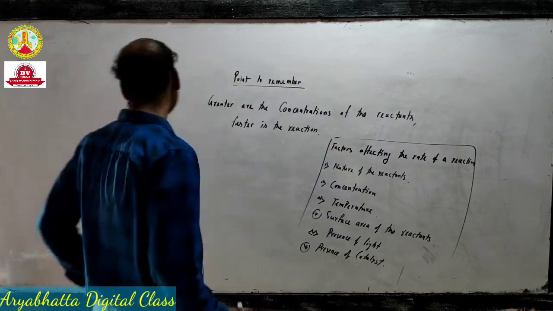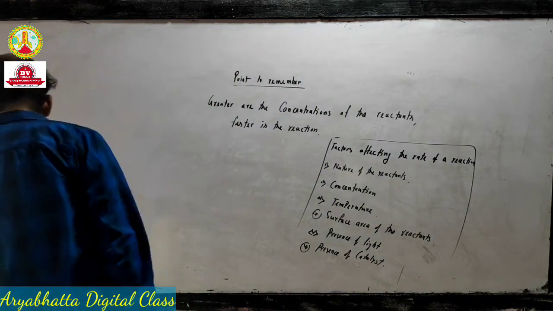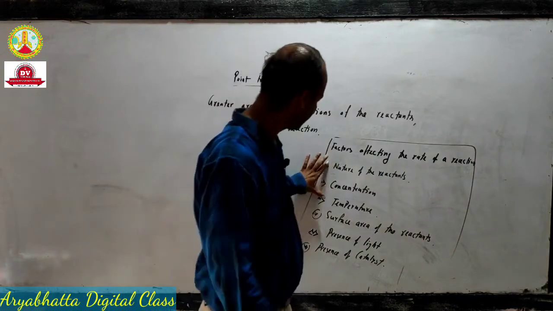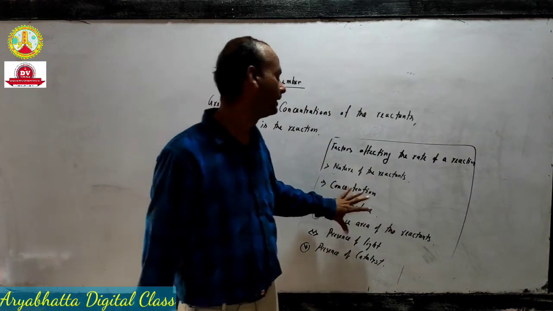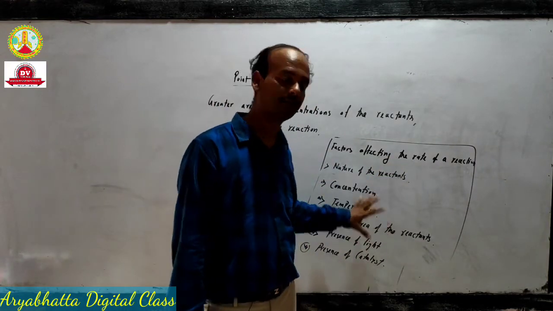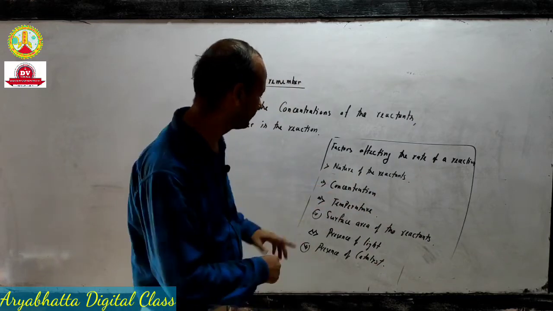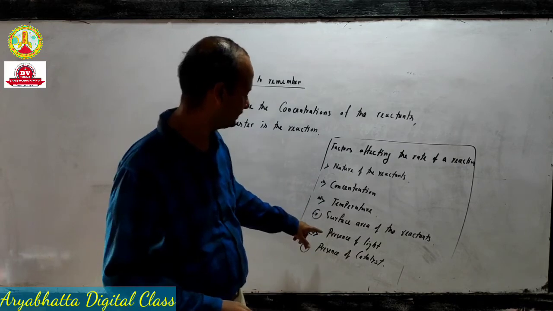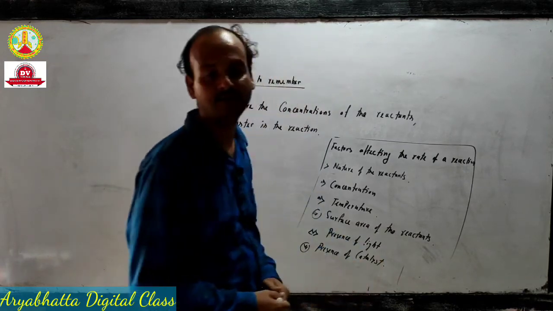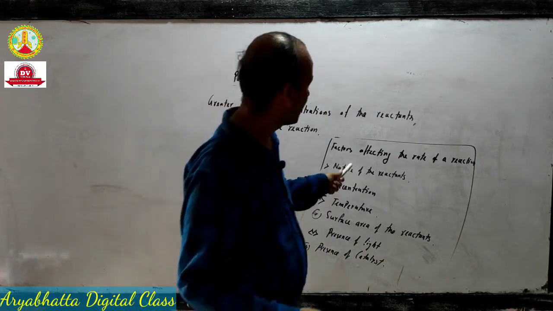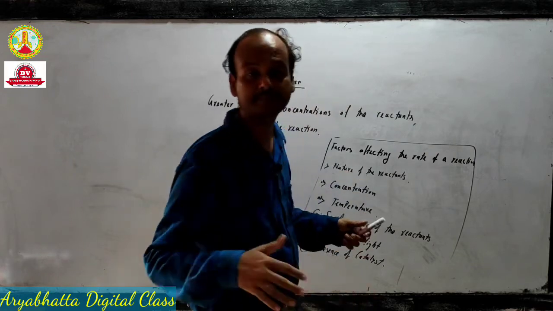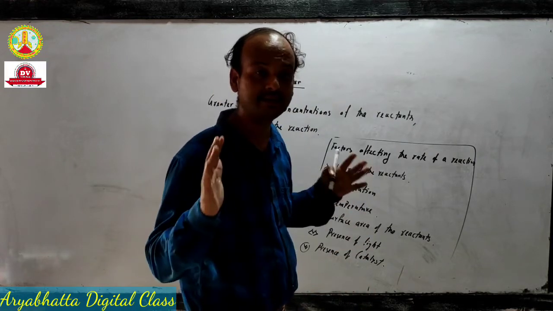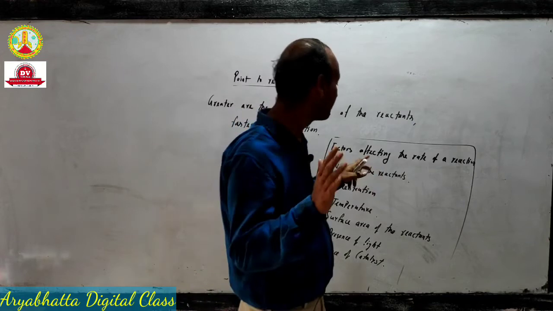Now these are those factors on which the rate of a reaction generally depends: nature and concentration of the reactant, temperature, surface area of the reactant, presence of light, presence of catalyst. Now I have already explained how each affects the rate of a reaction. मैंने explain करके तुम लोग को सिखाया था कि ये reaction के rate को कैसे affect करता है.